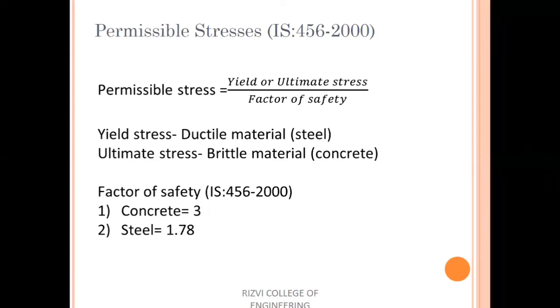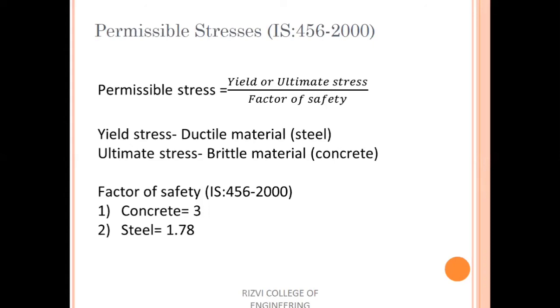When do we say that it is yield stress? When we talk about steel, it is called yield stress. And when we talk about concrete, we say it is ultimate stress. I hope this is clear. So if you want to find out the permissible stress in concrete, the ratio will be ultimate stress upon the factor of safety.